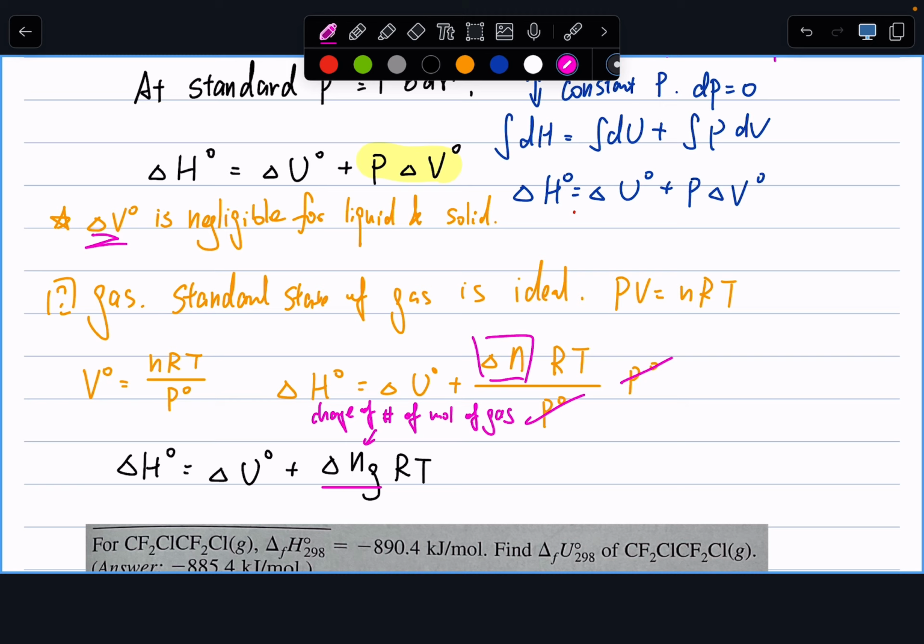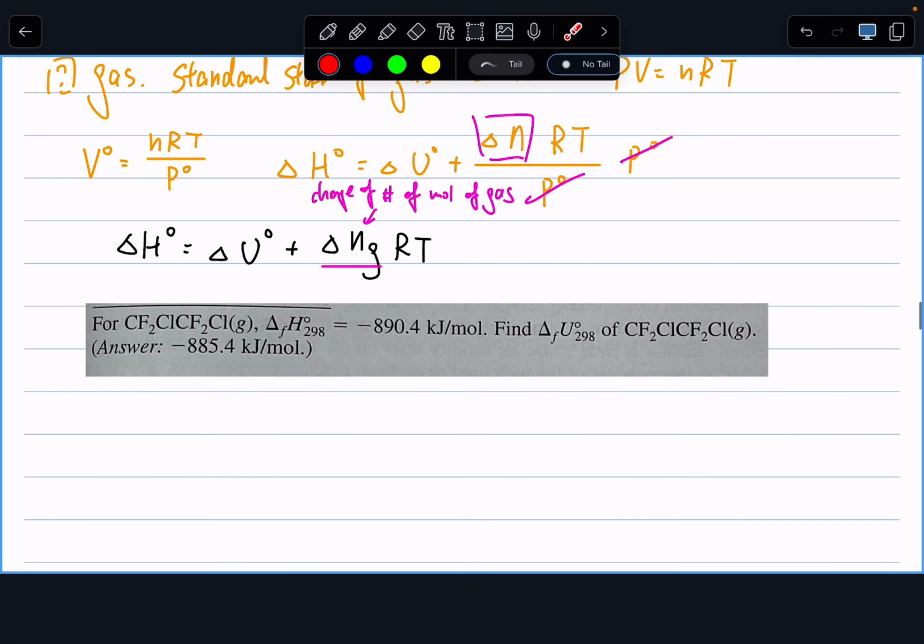All right. Now let's look at one example together to see how to use it. For example, let's imagine we have this molecule CF2Cl. By consulting the thermodynamic table, you find that the standard heat of formation of this molecule at 298 Kelvin is equal to negative 890.4 kilojoule per mole. Can you find the delta U of formation of this molecule?